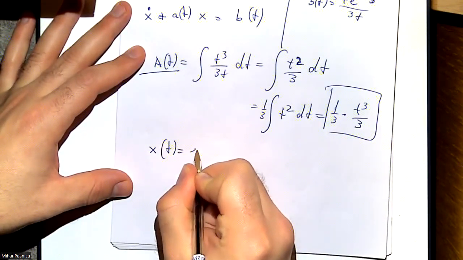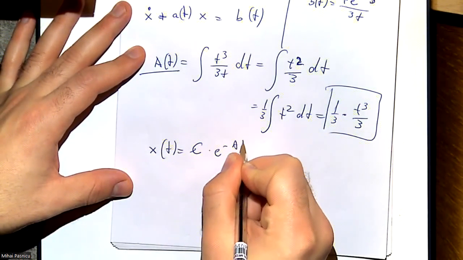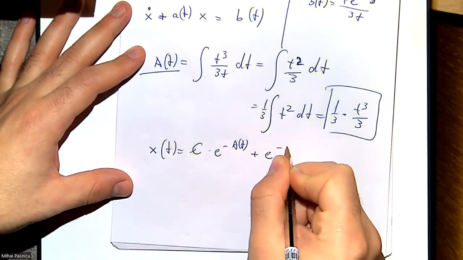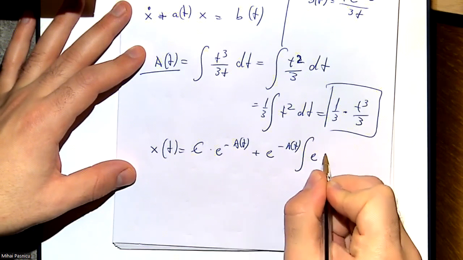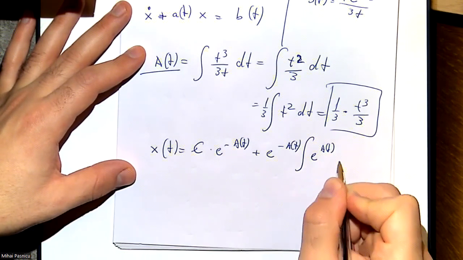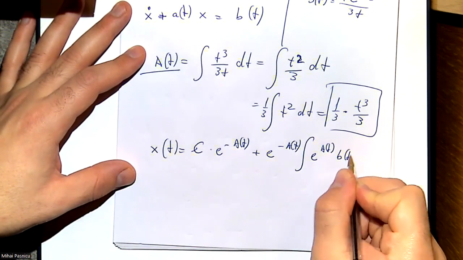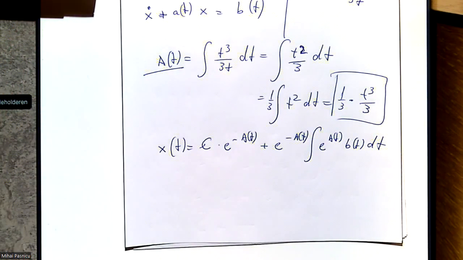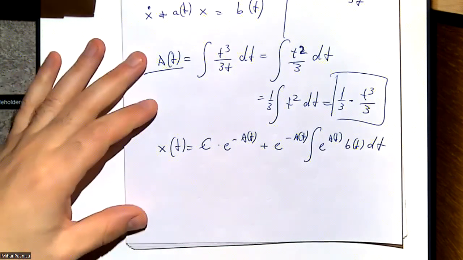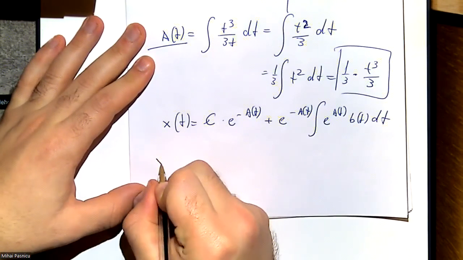I'll write it again: constant times e^(-a(t)) plus e^(-a(t)) times the integral. I keep on writing it because although you will have it on the cheat sheet, it's so much faster if you have it in your mind and just replace, than wasting time finding it in the formula sheet. It's just easier if you can keep it in the back of your head.